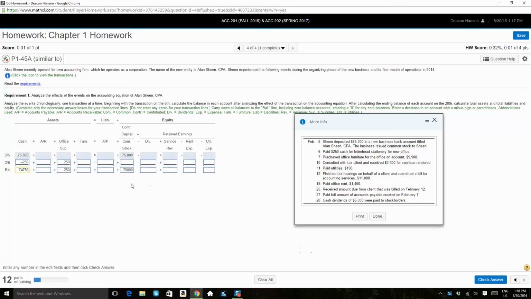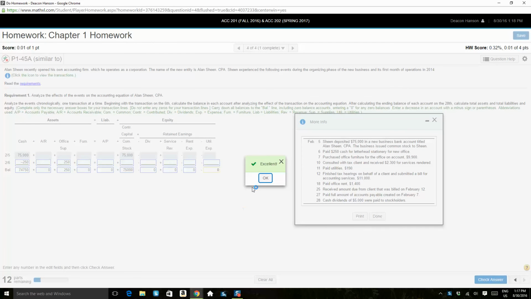Now I'm not sure if the system wants us to put zeros in for the balances that don't have any transactions, but I'm going to go ahead and do that. If this works, we're fine. If not, we'll take them out. Sometimes they want us to show the actual balance in every account. In this case, we did well.